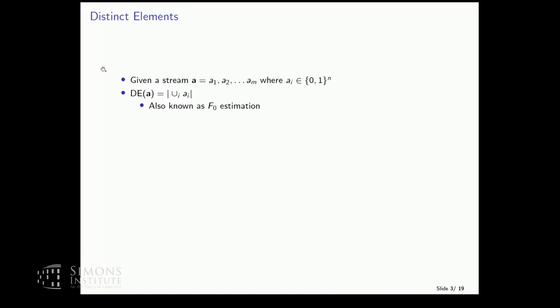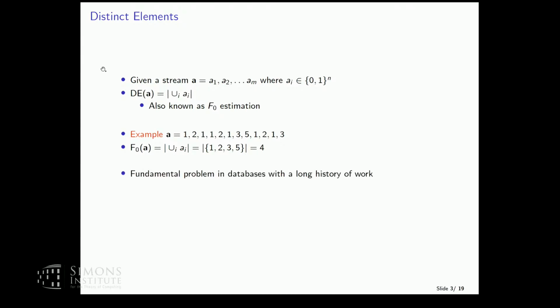This is also known as, you can think about a frequency vector, and this becomes the zeroth frequency estimation. So a popular name for this problem is F0 estimation. Here's a simple example. We have a stream, and you see 1 and 2 are repeating very often, while 5 comes only once. But at the end of the stream, we would like to count how many unique elements we have seen, and the elements we have seen are 1, 2, 3, 5. Okay, the number is 4 here.